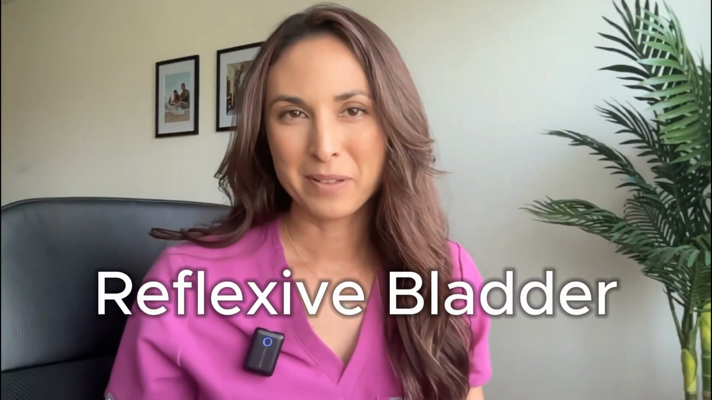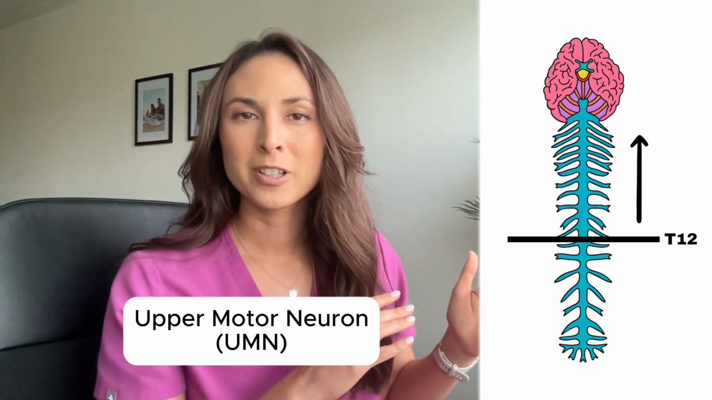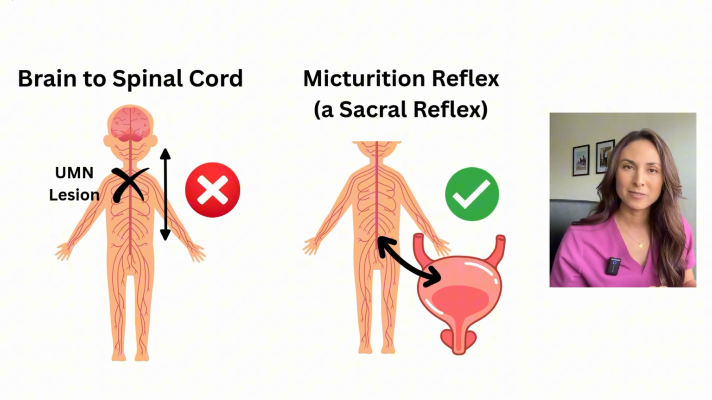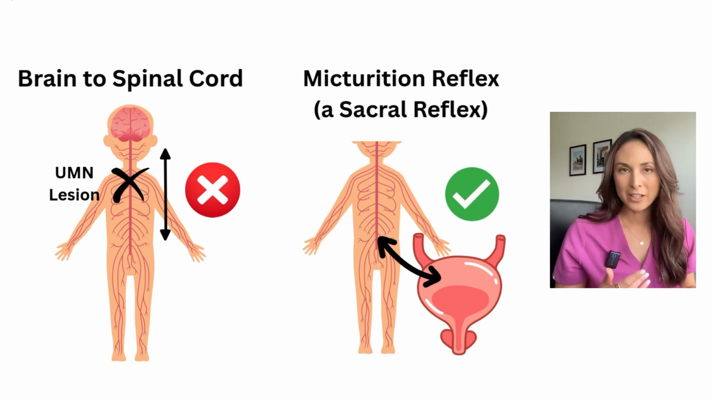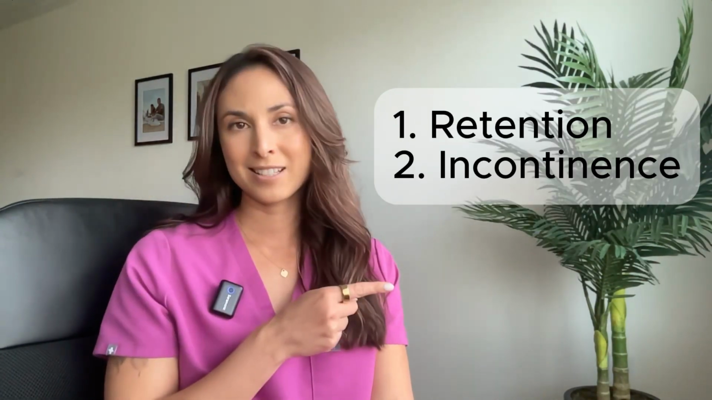Let's start with reflexive bladder, also known as spastic bladder. This happens when there's an upper motor neuron lesion at or above T12. In these cases, the micturition reflex arc is still intact, so the bladder can empty involuntarily in response to stimuli, like bladder fullness or tapping on the lower abdomen. But even though the reflex is still working, 2 big issues can arise: retention and incontinence.